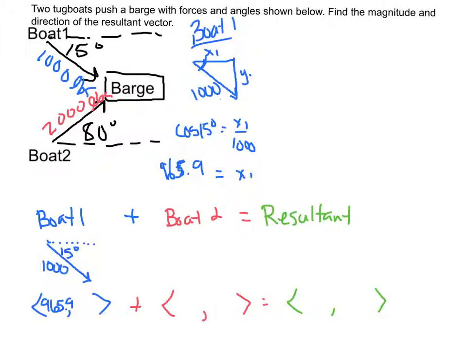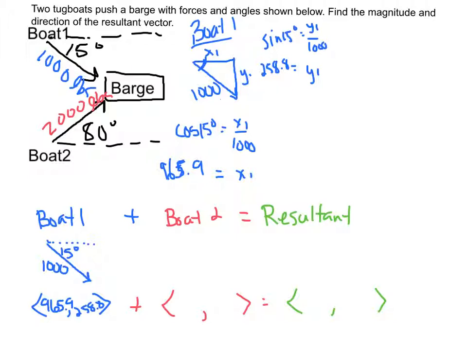And then to find the y component, I'm going to use sine. So it'll be sine of 15 degrees equals y1 over 1,000. And so I type that into my calculator, sine of 15 times 1,000, and I get 258.8. So I have my x and y components for the first boat pushing on the barge, tugboat.